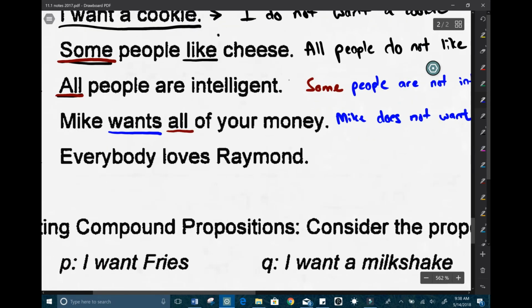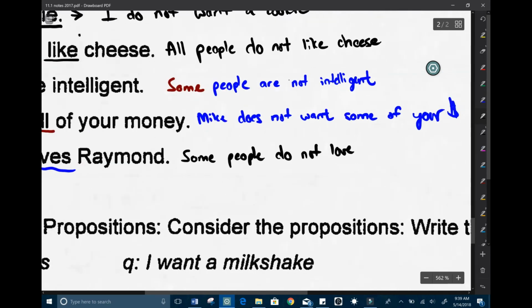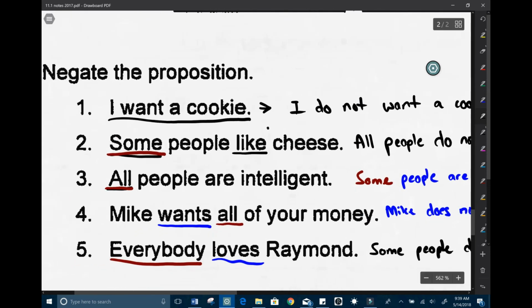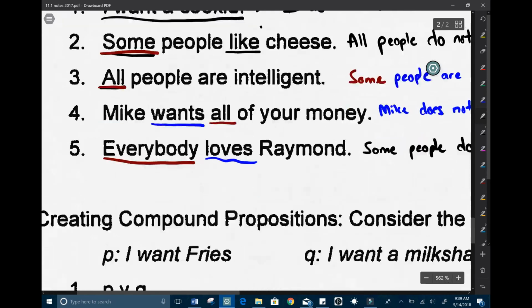And everybody loves Raymond. All right, we're going to change everybody. That's a quantifier. Loves is going to be like our verb, I guess, so to speak. And we will have this. So everybody will change to some people do not love Raymond. Those are negating, all right? Seems confusing. Basically, change the quantifier. The quantifier will always be first. Well, not always, but will most of the time be first. So things like all, everybody.